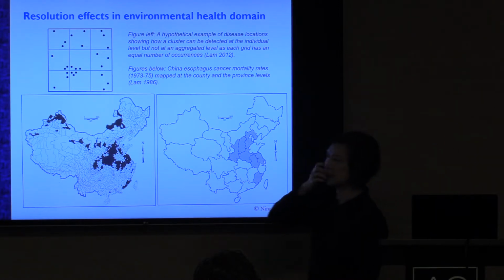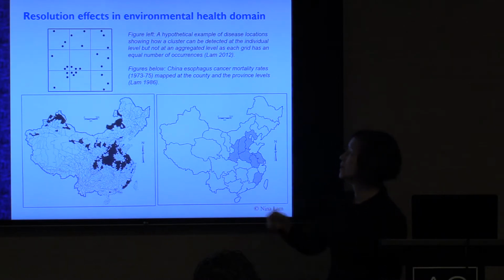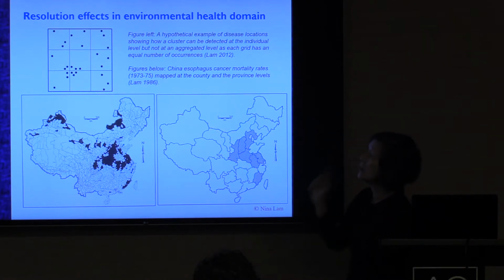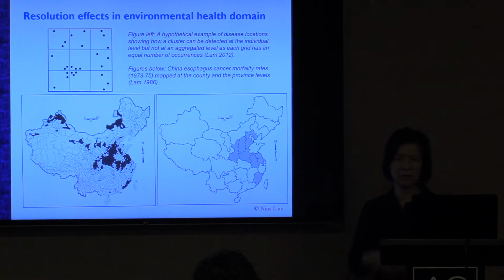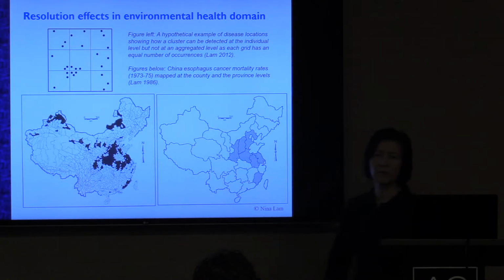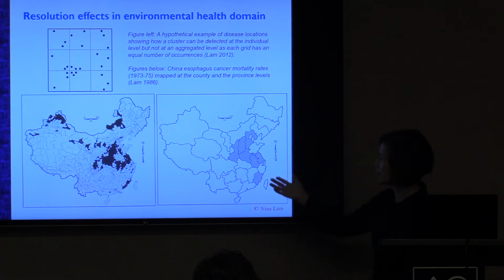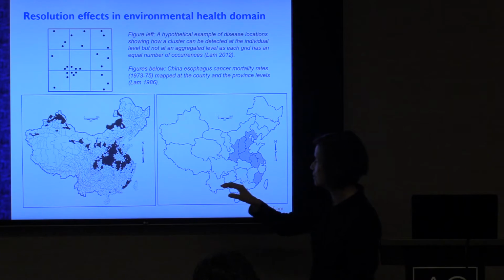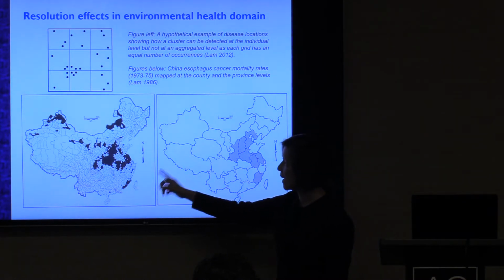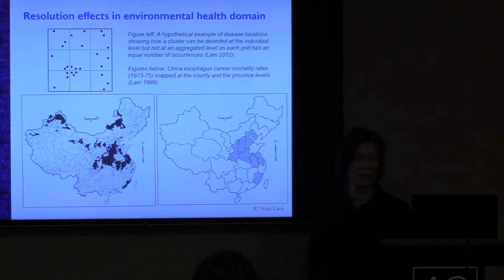Obviously, when someone mentioned that it's not because of the aggregation problem, but it is. Because if you look at the hypothetical example above, these are the disease occurrences. If you look at the individual occurrences, you see the cluster. But if you are in the aggregate form, they are all even, because every grid has 3 points. Long ago, I studied this in China, and when we map using the county level versus the provincial level, you really miss out a lot of information.